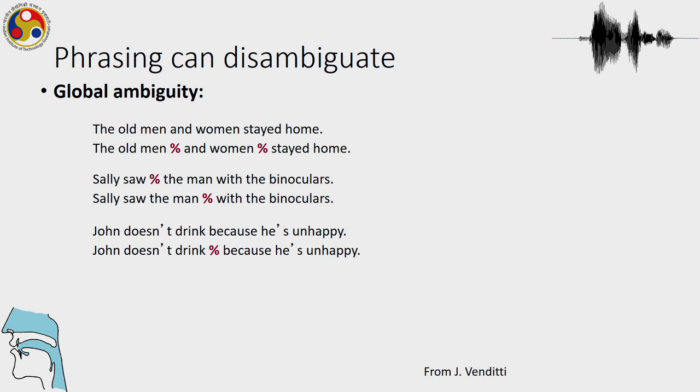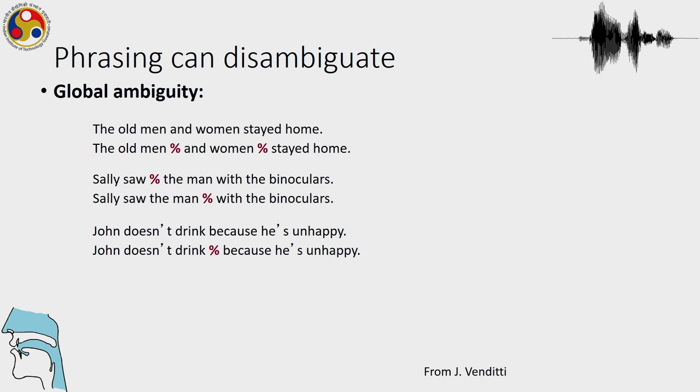The old men and women stayed home. Here, old men and women do not belong to one chunk. So if they were one chunk, then the old men and women stayed home. Or the old men and women stayed home. Or we can disambiguate the sentence, Sally saw the man with the binoculars, where it's Sally saw the man, with the binoculars. So these are two separate chunks. And if we want to mean that Sally saw the man with the binoculars. So these would be two different ways of chunking these sentences.